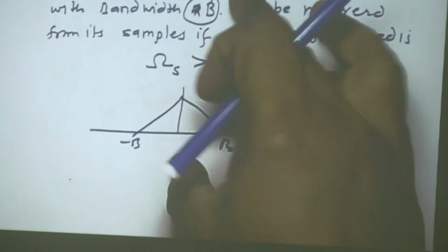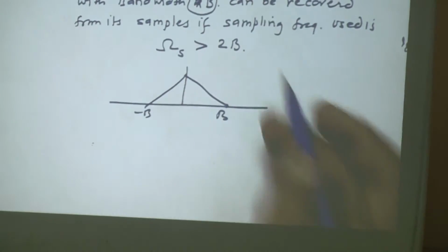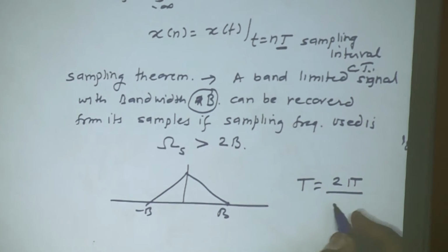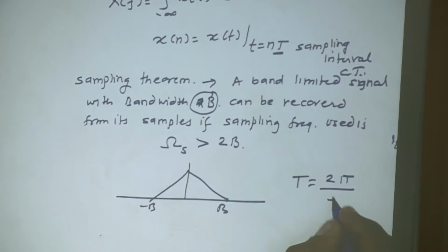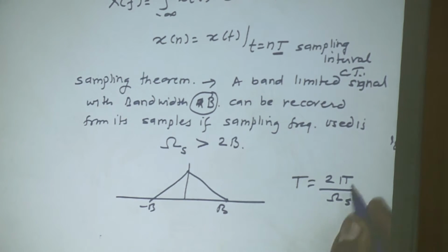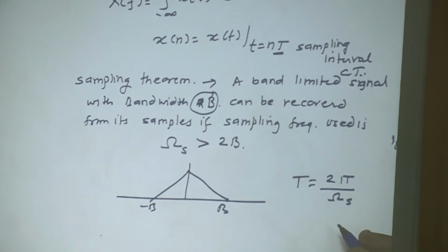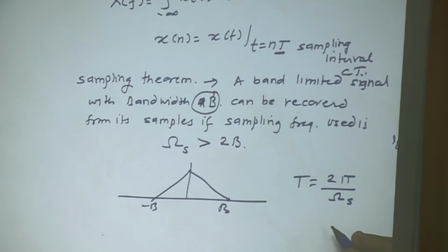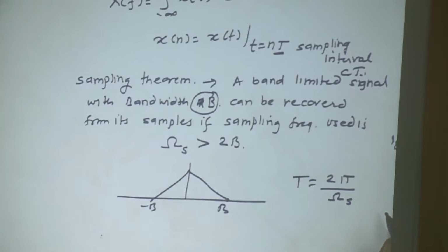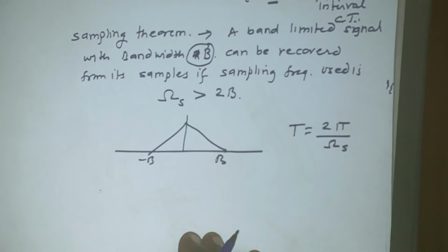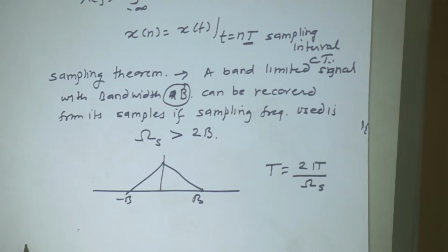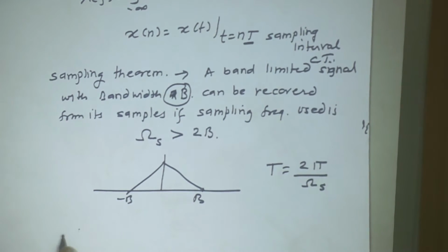Alright. So using this, what is the value of T? T is 2 pi by omega s, the sampling frequency, or omega s is 2 pi by T. Now let us work on the Fourier transform equation. I will not define the left hand side first. Let me only go to the right hand side.